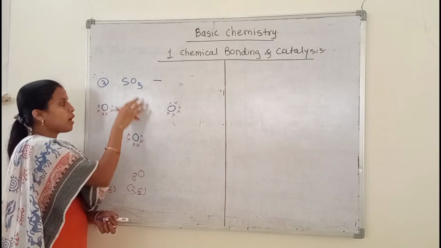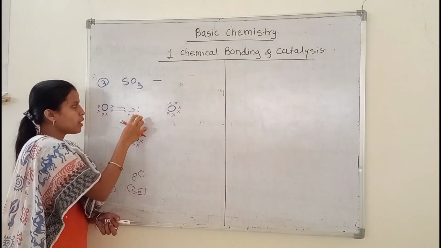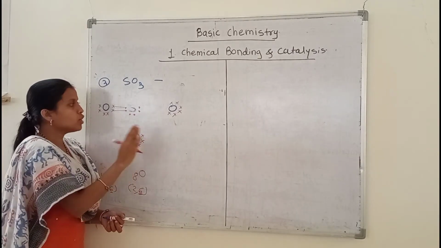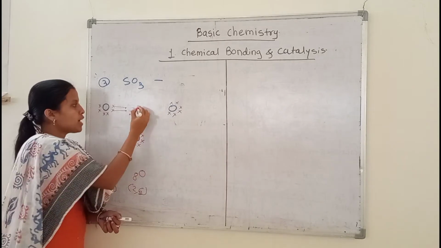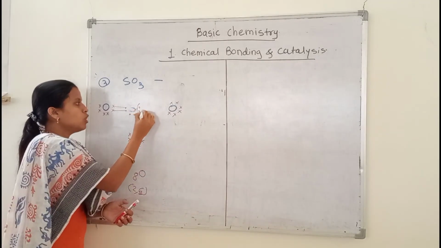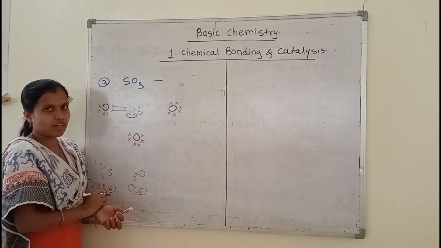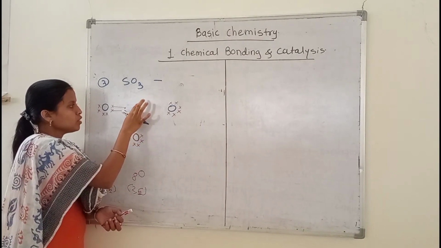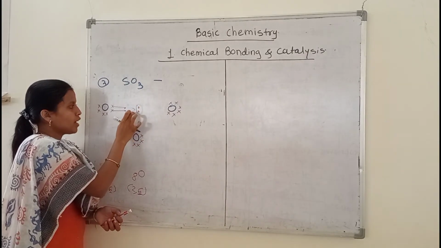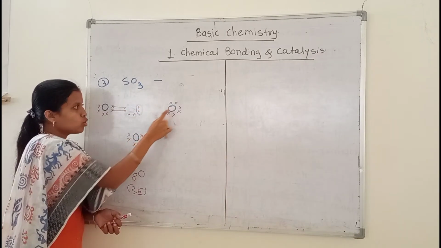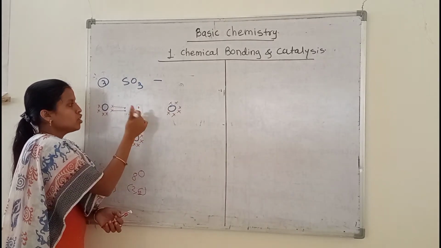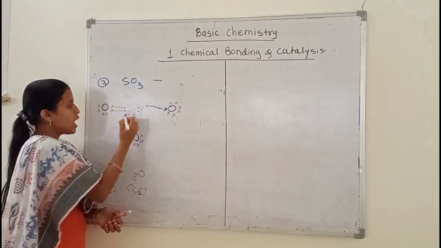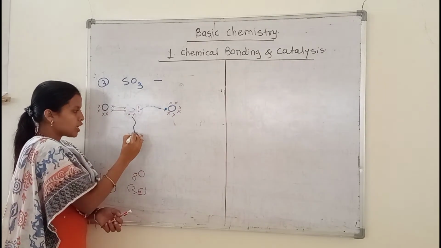Okay. So after completing its octet, the sulfur atom also has 2 pairs of electrons. They are non-bonded electrons; they do not participate in chemical bonding. So these 2 electrons are the lone pair of electrons present on the sulfur atom. So the sulfur atom has 2 lone pairs of electrons. So for completing the octet of 2 more oxygen atoms, sulfur can share one lone pair of electrons with one oxygen atom and another lone pair of electrons with another oxygen atom.